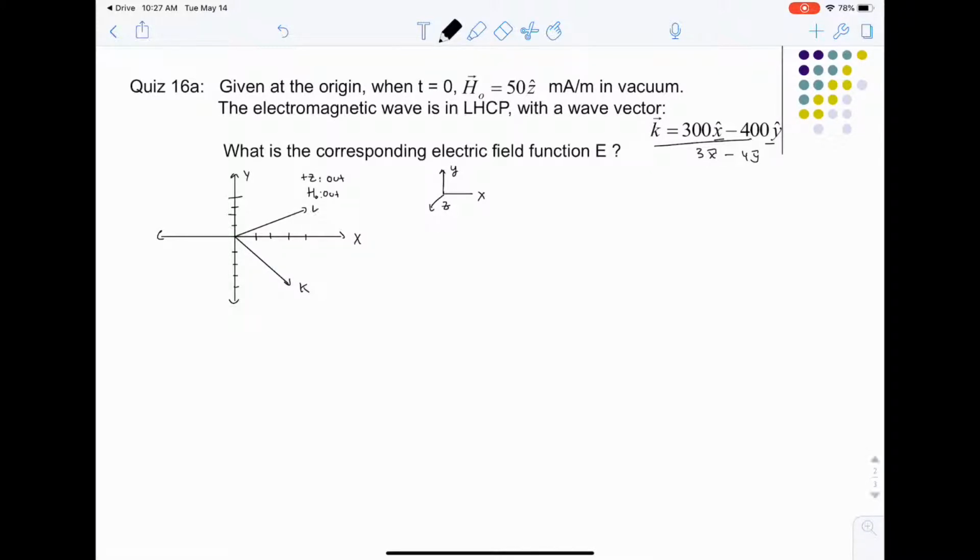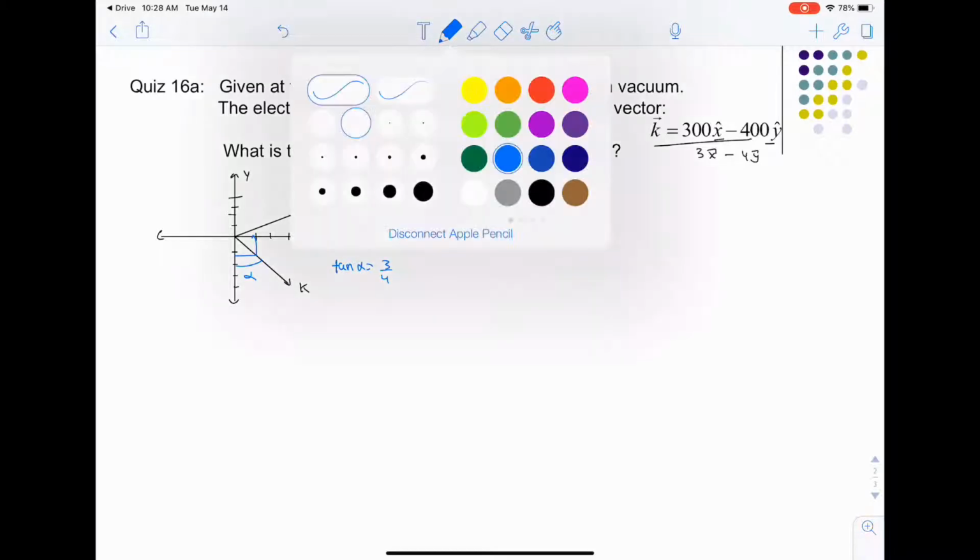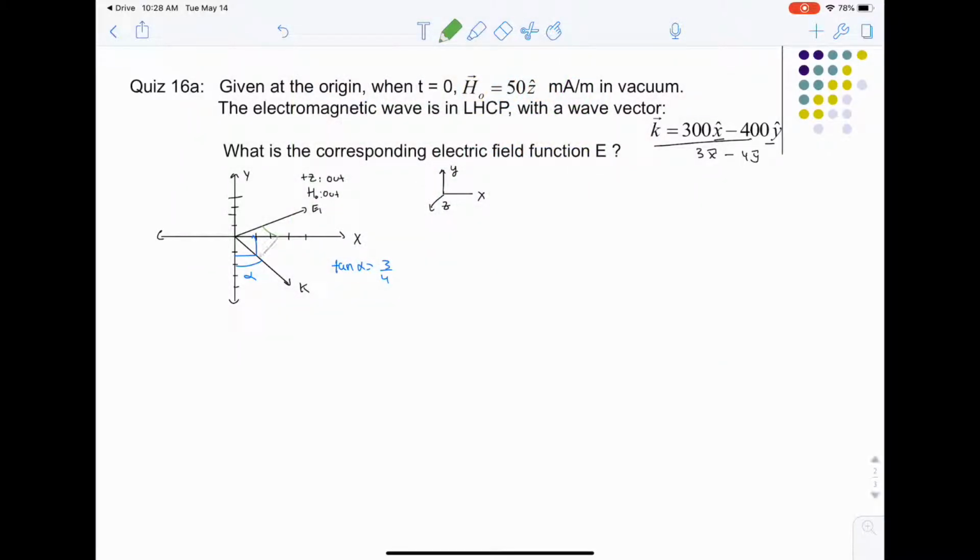This is E1. This is because the angle here is 90 degrees, and this is our alpha, and tangent of alpha is 3/4. The angle between these two is also 90 degrees, and this is also our alpha, so tangent of alpha should equal 3/4. So that's why it's pretty much the opposite of k.